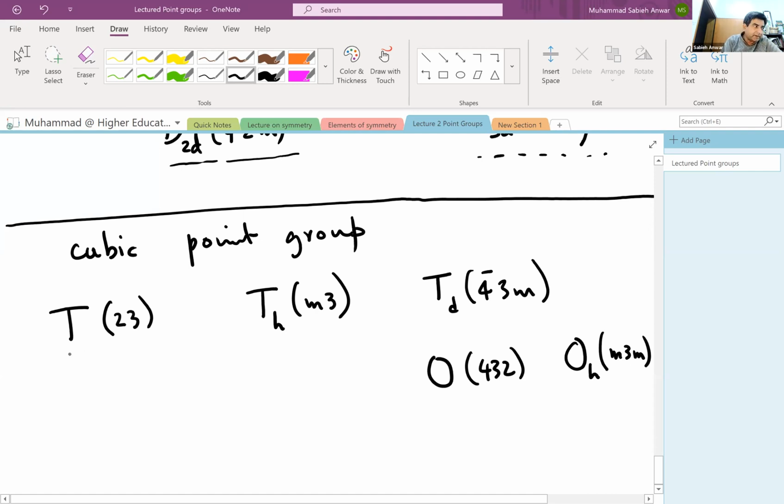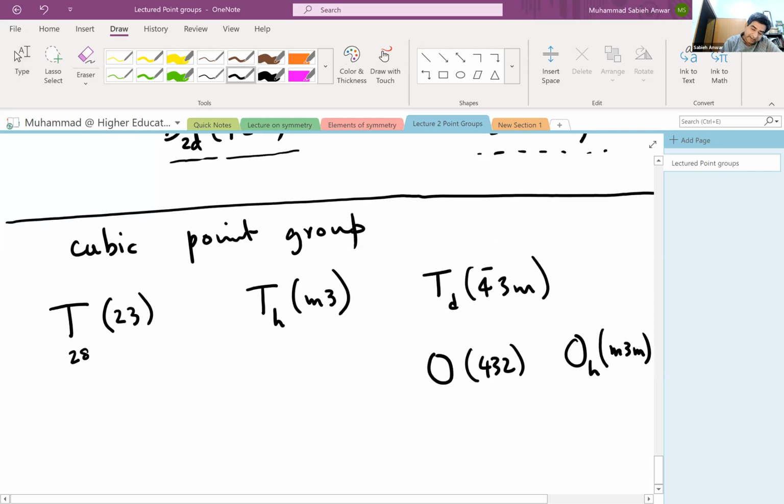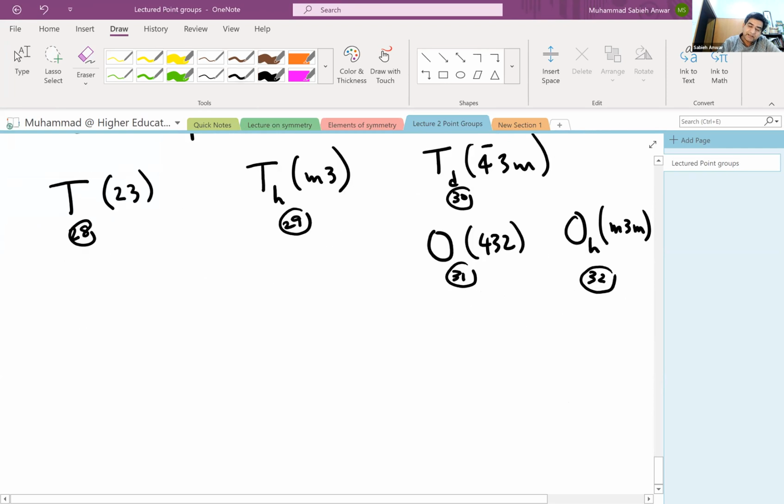Point group number 28, 29, 30, 31, 32. The T's generally represent tetrahedral and O represents octahedral. So let me first focus on this group. All these groups are really important, so I would like to spend 5 to 10 minutes on these groups. In the meantime, do you have any question you would like to ask me?